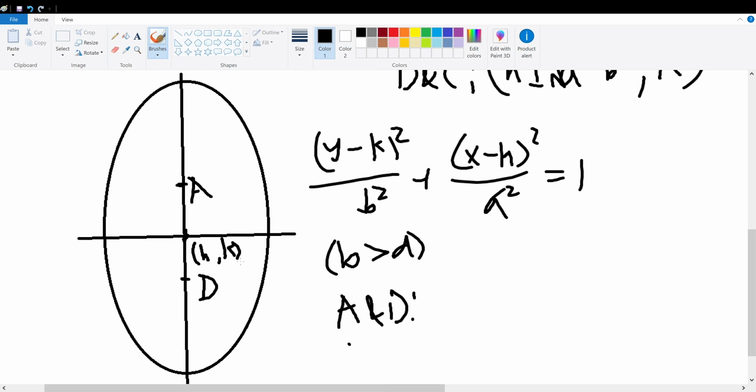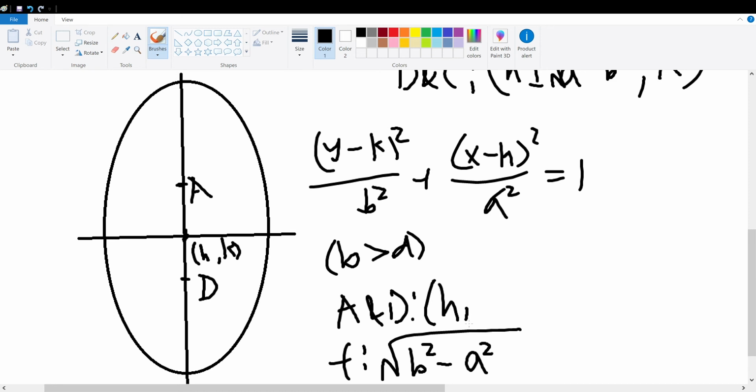And the focal distance is the square root of the major axis squared, which in this case is b squared, subtracted by the minor axis squared, which in this case is a squared. So now we have their focal distances from the point (h, k), or also their center. So therefore, we can rewrite points A and D, respectively, as (h, k) plus or minus the square root of b squared minus a squared. Where (h, k) plus the square root of b squared minus a squared will give us point A, and point D will be (h, k) minus the square root of b squared minus a squared.